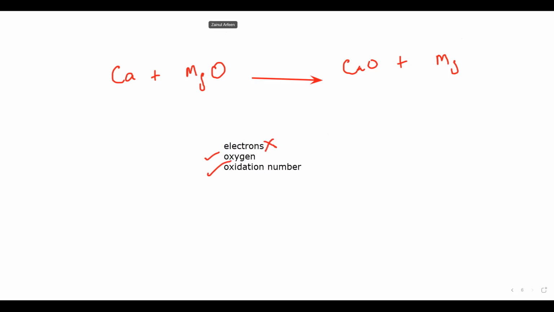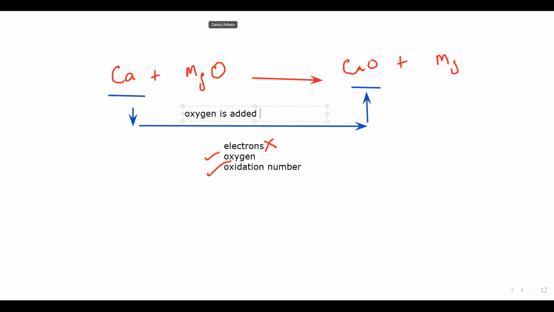we'll identify the changes. First it is calcium, then it is calcium oxide. So for a calcium atom changing to calcium oxide, it means oxygen is added. Originally it is calcium, but then it turned into calcium oxide, so oxygen is added. And whenever oxygen is added, that change in which oxygen is added, we call oxidation.